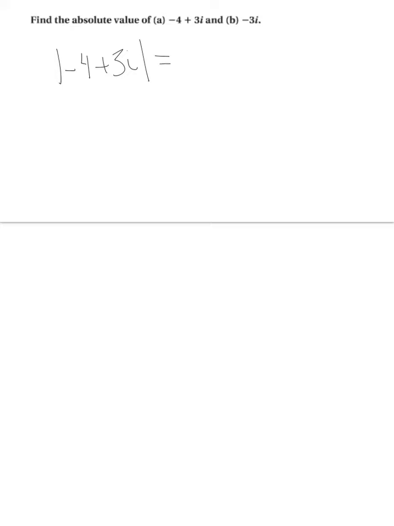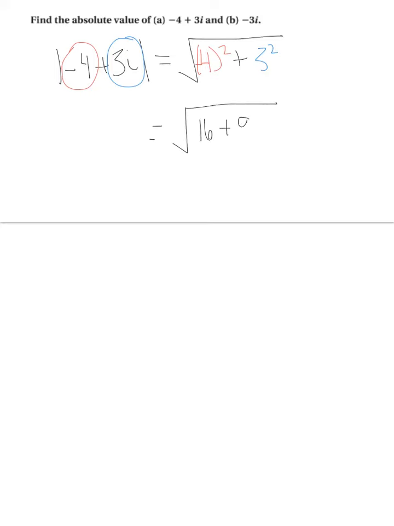So it wants me to find the absolute value of negative 4 plus 3i. So using what we know, the absolute value is going to be the square root of a squared plus b squared. a in this example is my real number and b is my imaginary number. So I would have negative 4 squared plus 3 squared. And then I would get the square root of 16 plus 9, which equals the square root of 25, which equals 5.